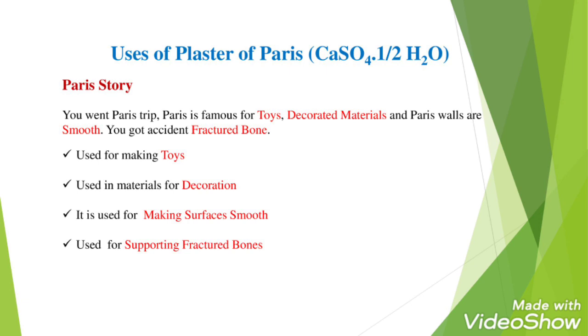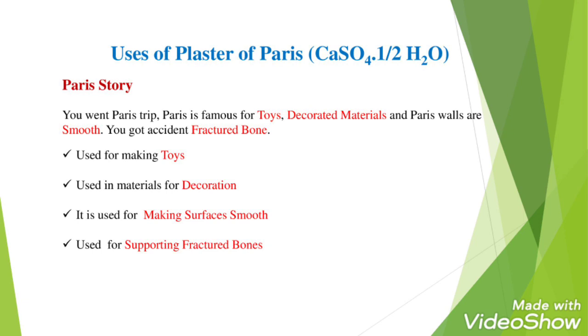Next, move to last topic, uses of plaster of Paris. Formula is CaSO4 H2O. We call it calcium sulfate hemihydrate, chemical name. In plaster of Paris I am taking a word which is familiar to me and you also. Paris. You went to Paris. I created a story. You went on a Paris trip. Paris is famous for toys, decorated materials, and Paris walls are smooth. You got an accident and fractured bone.